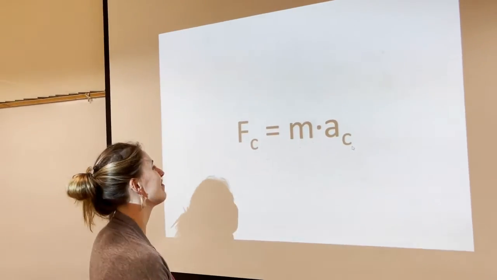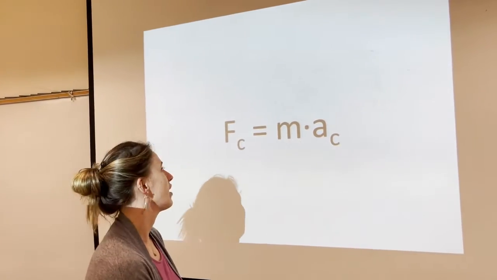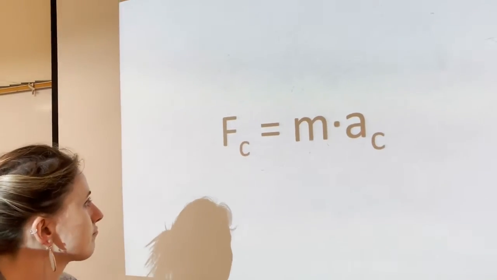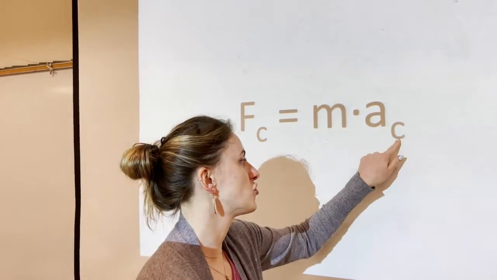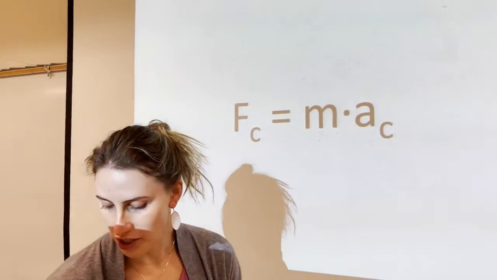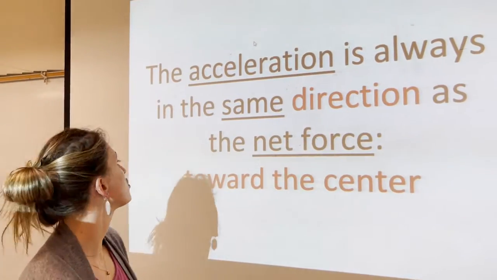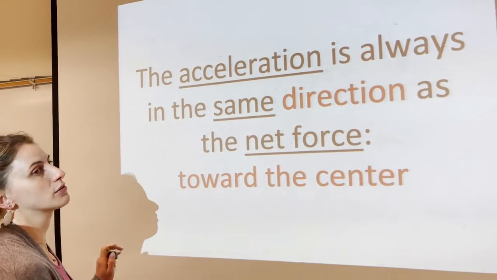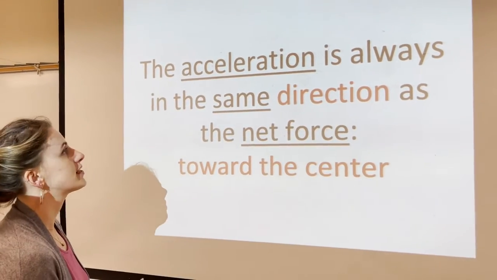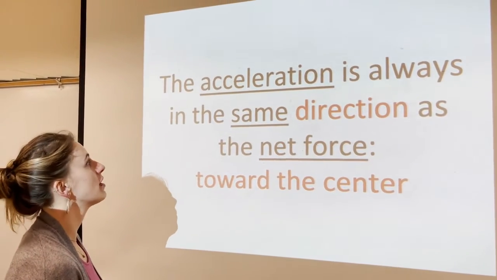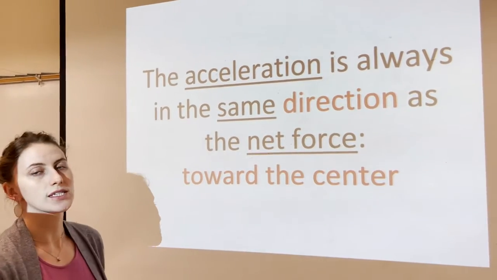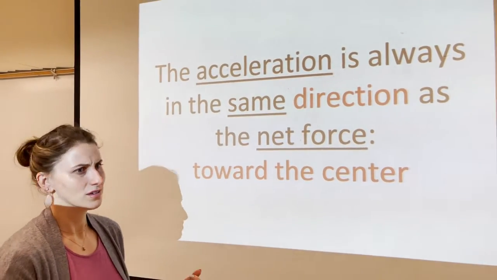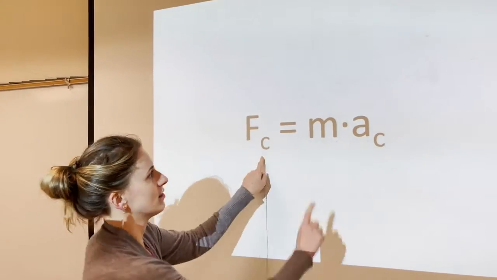And so then we have our equation here. This is Newton's second law for things going around a circle. Our centripetal force is equal to mass times centripetal acceleration. We have an equation for centripetal acceleration, which we're going to be getting to soon. The acceleration is always in the same direction as the net force, towards the center. That makes sense, right? Centripetal force, centripetal acceleration, because they're equal.